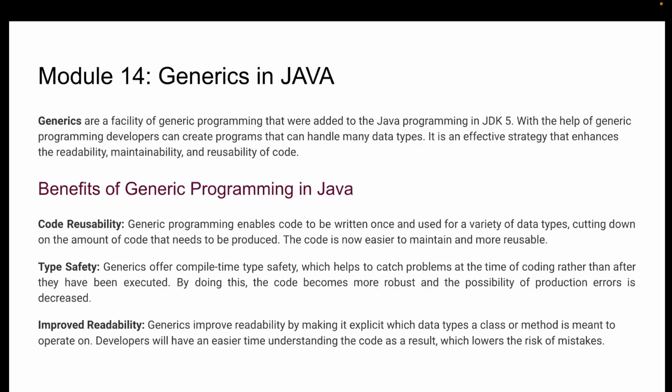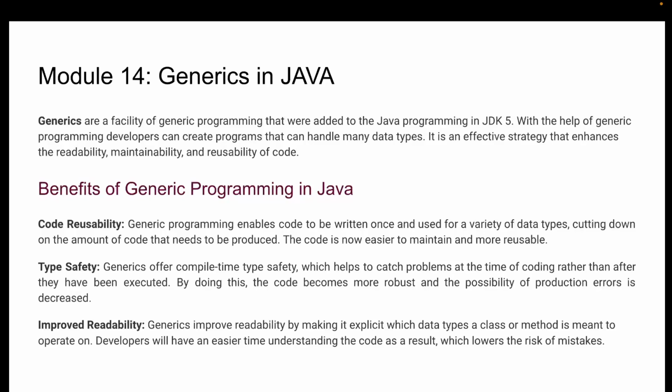Generics also help you improve readability. By readability I mean that generics improve readability by making it explicit which data type a class or method is meant to operate on, and developers will have an easier time understanding the code as a result, which lowers the risk of mistakes. So readability is also very much improved when you use Java generics. You don't have to write a lot of methods for performing the same operation on different data types. So this is basically the advantage of generics.